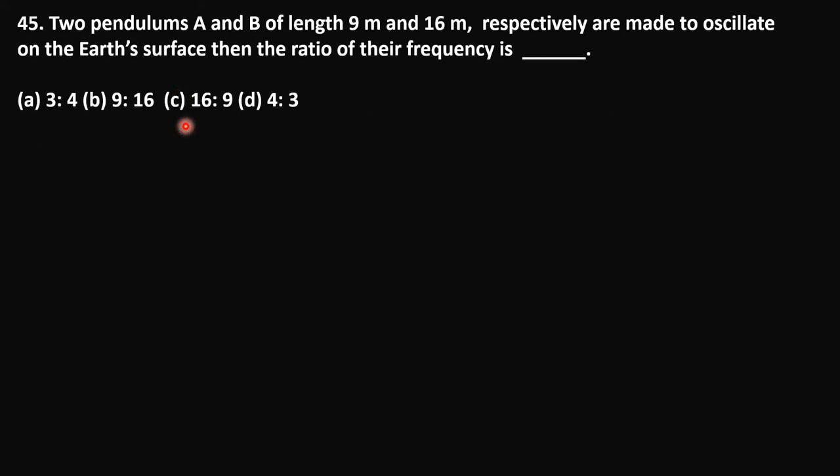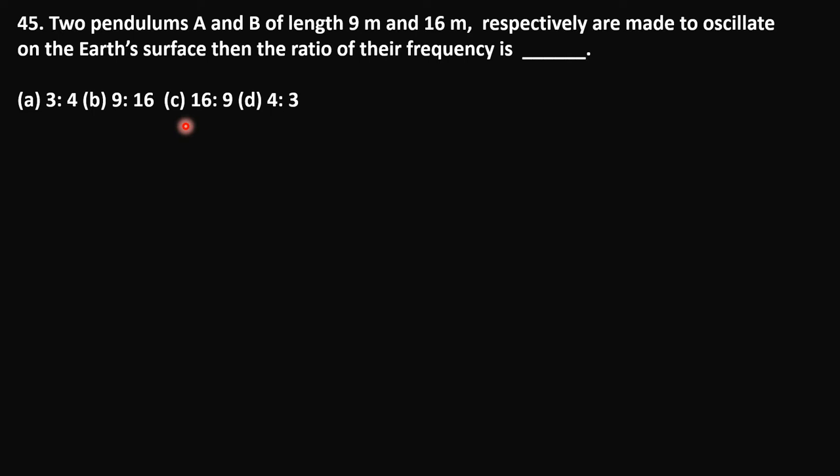So the next question is, two pendulums A and B, whose lengths are 9 meter and 16 meter respectively, are made to oscillate on the earth's surface. Then find the ratio of their frequency. So what is given in the question? The length of the two pendulums is given, and what is fixed in the question? The acceleration due to gravity, because both the pendulums are on the earth's surface. That means the acceleration due to gravity is constant for both the pendulums.